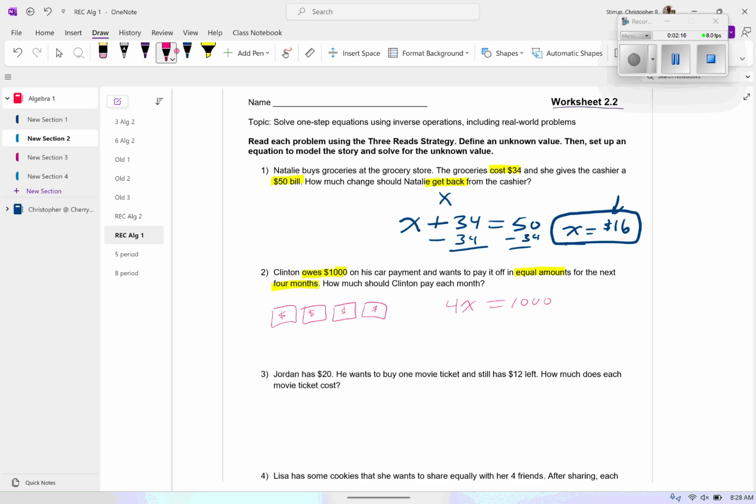So let's go ahead and solve this. So let's divide both sides by 4. So 1,000 divided by 4 is 250 each month. $250 each month. There's your problem.